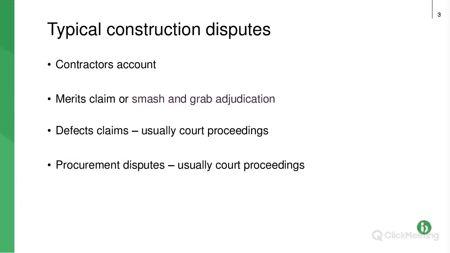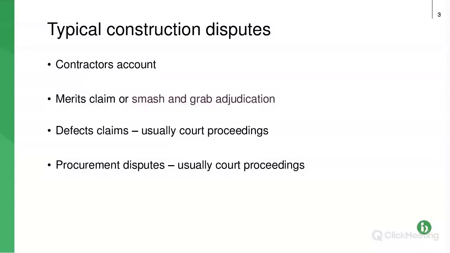So if we move on, just at a high level, if we take a step back before we dive into smash and grab, what kind of construction disputes do we encounter? There's a contractor's account, so typically contractor or subcontractor, interim account, final account for extra work, variations, extra time, or for liquidated damages to be paid back. So that's one type of dispute. Let's leave that adjudication one. The third bullet point, defects claims, are usually dealt with in court proceedings.